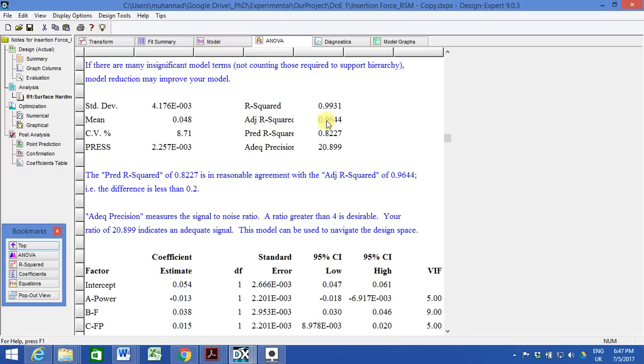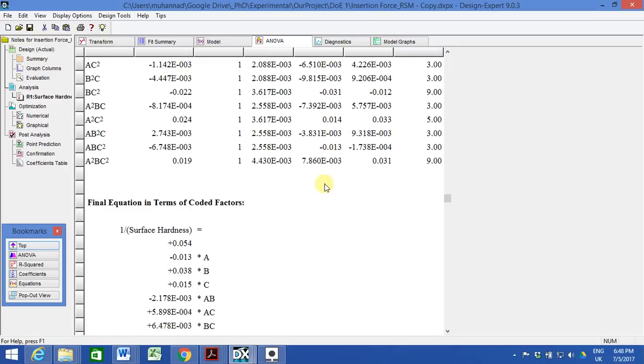The difference has to be less than 0.2. Here you can see it's within 0.1. And then the adequate ratio is number 4 to check. It has to be more than 4 according to the software recommendations. The adequate precision ratio is the ratio between the signal and the noise, and you can see how important it is. So here it's like 5 times the recommendation, which is fine actually.